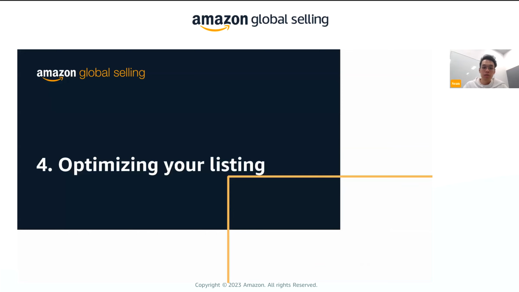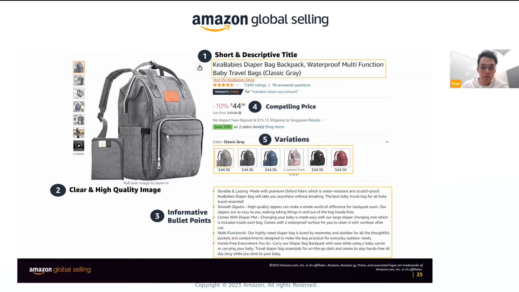Next, before you do your listing or after you've done your listing, you will be asking, how do I make my listing more presentable, with more awareness, for people to click? So you have to optimize your listing. These are the 5 points that we have for you to improve your listing. Always have a short and descriptive title. First, always start with your brand name, the purpose of the bag and the unique selling point of the bag. Keep it short and sweet.